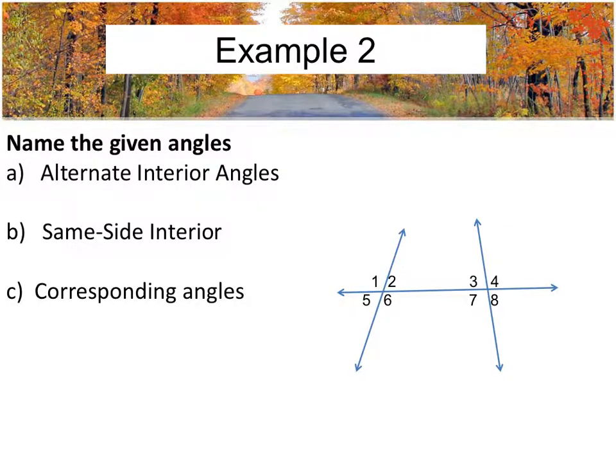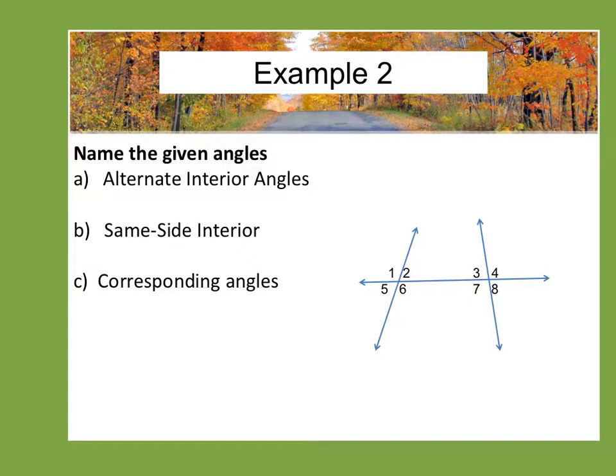All right, I'm going to add to this one. I don't know why it's not on there. But add D, which is alternate exterior. And then again, name the given angles. So you're giving me all of them, not just one example.